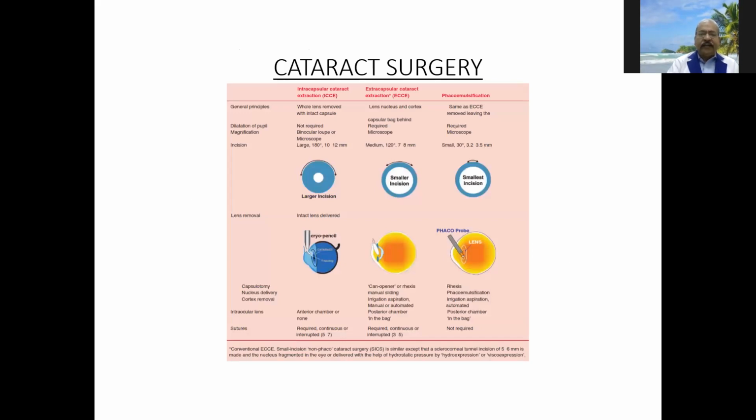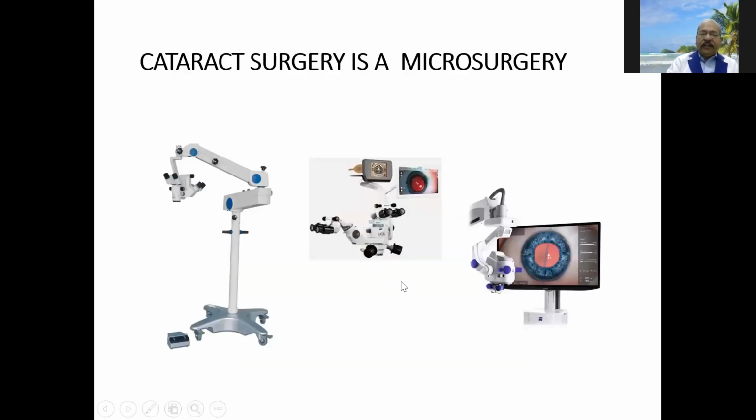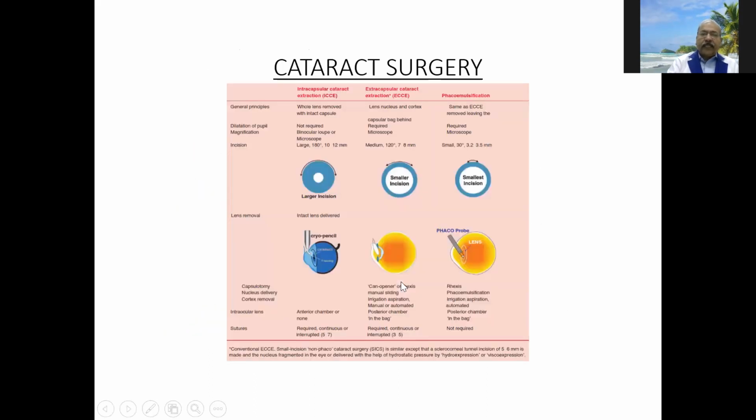Now, in intracapsular surgery, we used to give a large cut from here to here, whereas in extracapsular surgery, we do a smaller cut. And in phacosurgery, we use a still finer or smaller cut. Depending on the size of the cut, its effect on the corneal wound will lead to the addition of some refractive error in the eye.